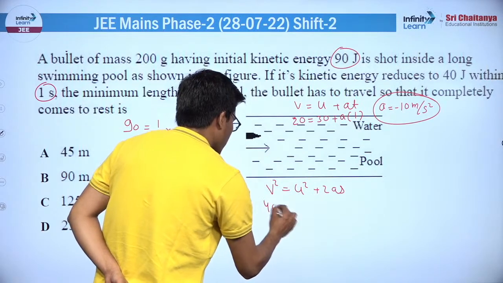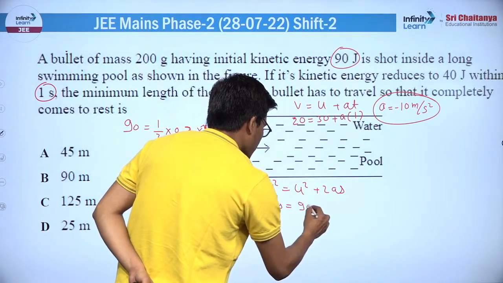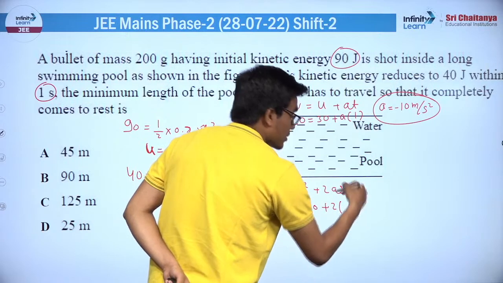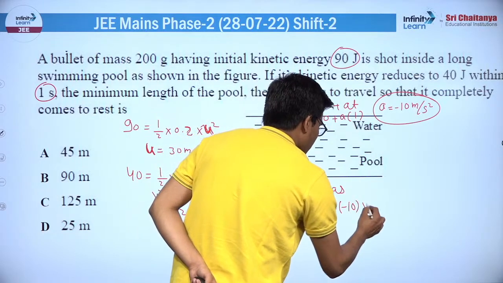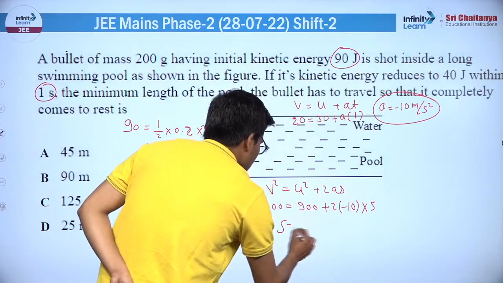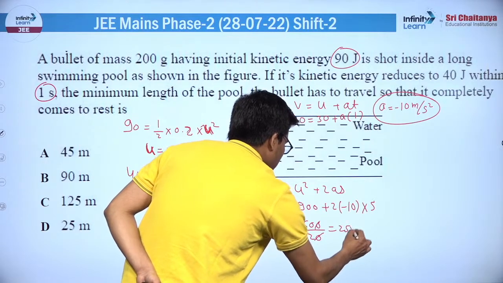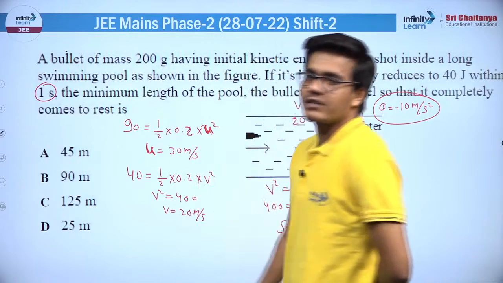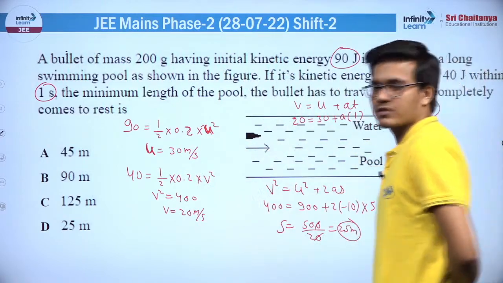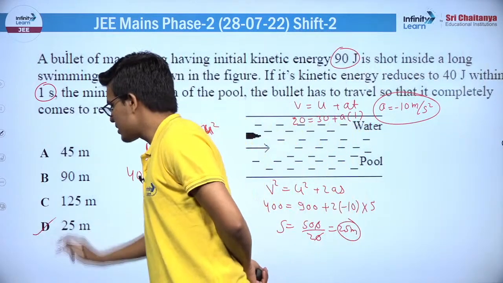Final speed is 20, so 400, initial speed is 30, so 900, acceleration is actually deceleration, so minus 10 into s, which I need to find. So it is 500 by 20, 25 meter is the distance traveled by this bullet for this process, 30 to 20. That is D option.